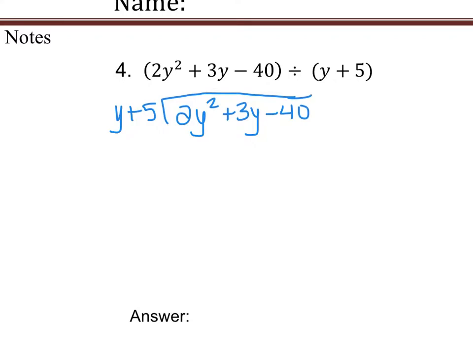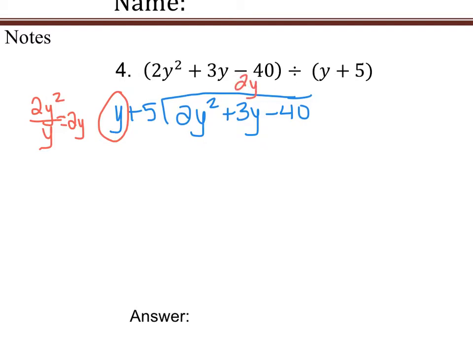Okay, so let's go through our steps. We already see it's in standard form, so we're going to focus only on the first term as far as our dividing. So we need to divide y into 2y squared. I'm going to do that over here on the side. So 2y squared divided by y is going to be 2, and then y to the 2 minus 1 is just y. So 2y. I'm going to go ahead and put 2y up here above my y term.